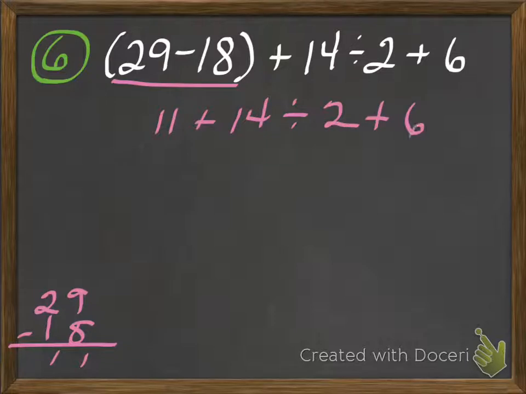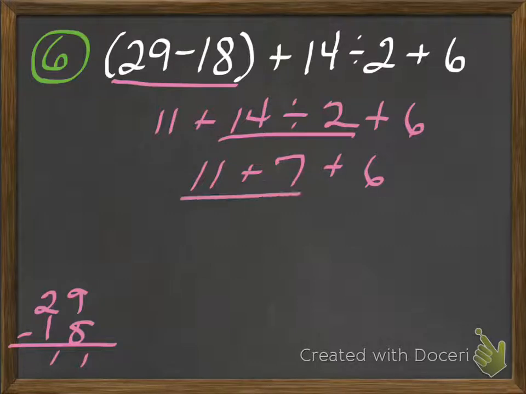Okay. Now the next step is multiplication and division. So I'm going to look for any of those type of problems. I see one right there. 14 divided by 2 is 7. And then I just go ahead and rewrite the rest of the problem around it. Now I can do addition and subtraction from left to right. 11 plus 7 is 18. 18 plus 6 then is 24.